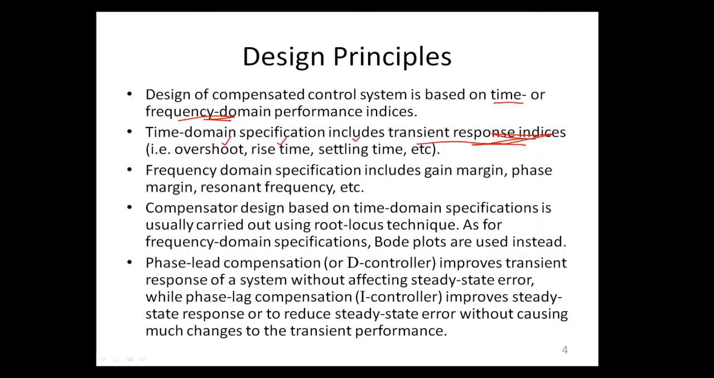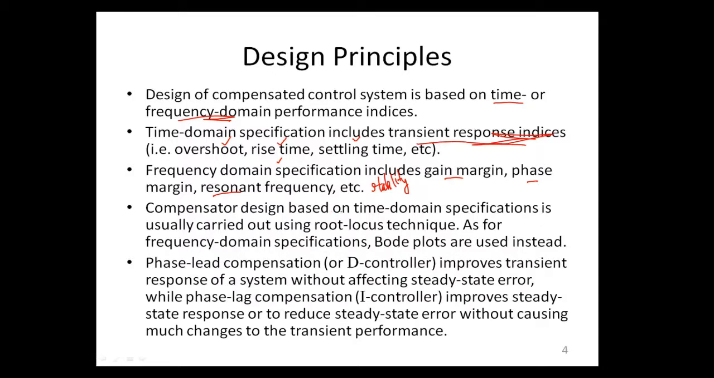In frequency domain design, on the other hand, we are required to set specifications which include the gain margin, phase margin, and also the resonant frequency. All these parameters or specifications are important for the stability of the system, right? So if we want the system to behave more steadily, be more stable and less oscillatory, then most probably we could design it using the frequency domain approach.